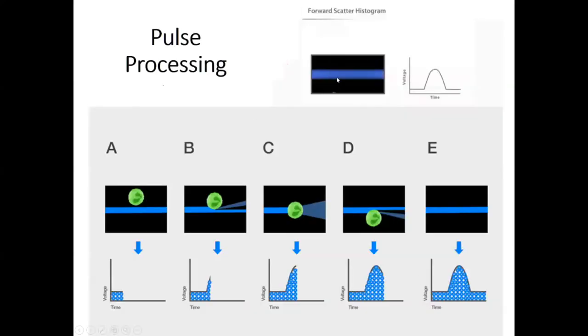I'm just showing you this pulse processing for forward scatter. See, the cell goes through, and you get a signal like this, right? So for every parameter, you get a signal. Forward scatter: for every cell, you get a pulse. Side scatter: every cell gives a pulse. Fluorochrome A gives you a pulse for one cell. So if you're analyzing 1 lakh cells, for forward scatter you get 1 lakh forward scatter pulses.